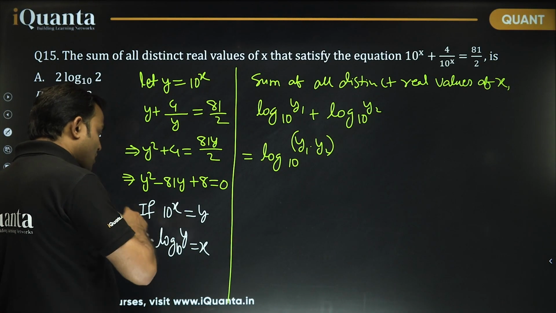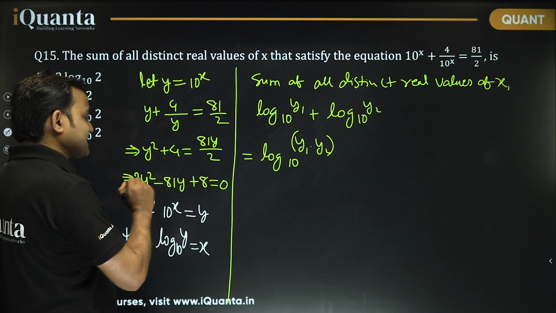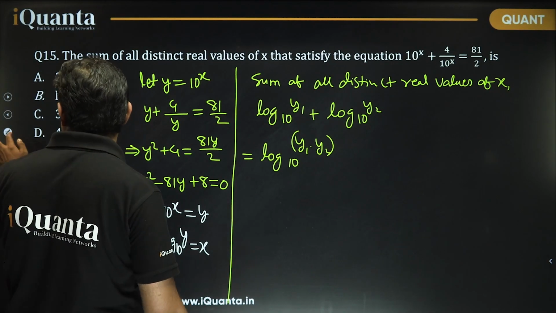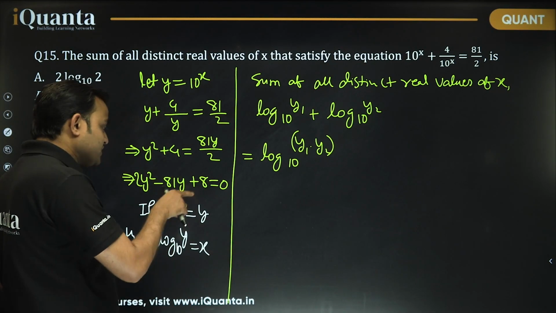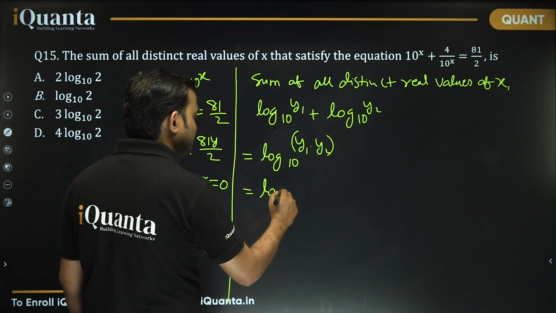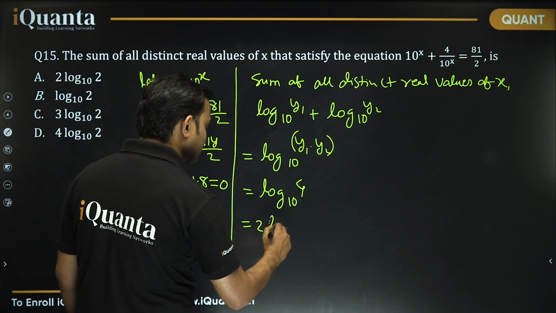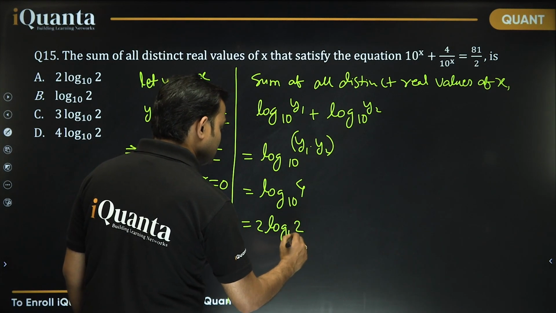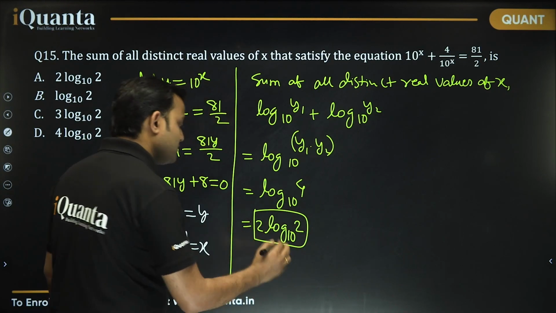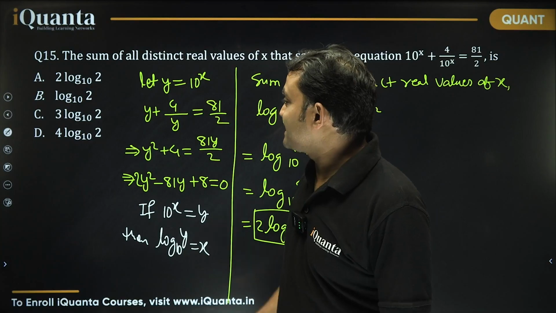Product of the roots of this equation, which is 2y square minus 81y plus 8 equals 0, will be 8 by 2, which is equal to 4. So this will be equal to log 4 base 10, which we can write as log 2 base 10 into 2, right?